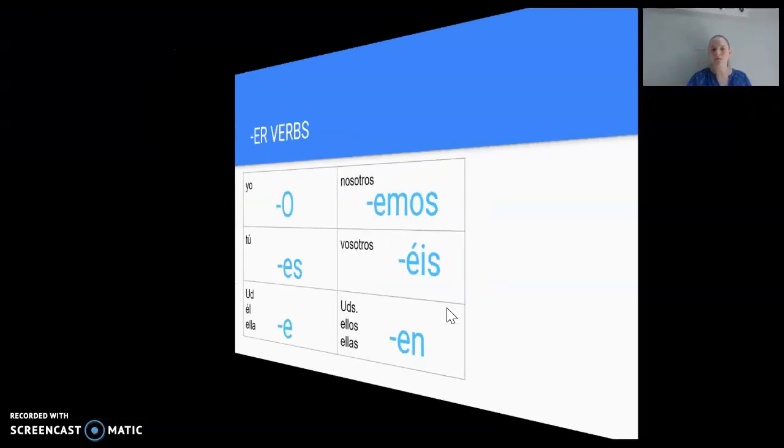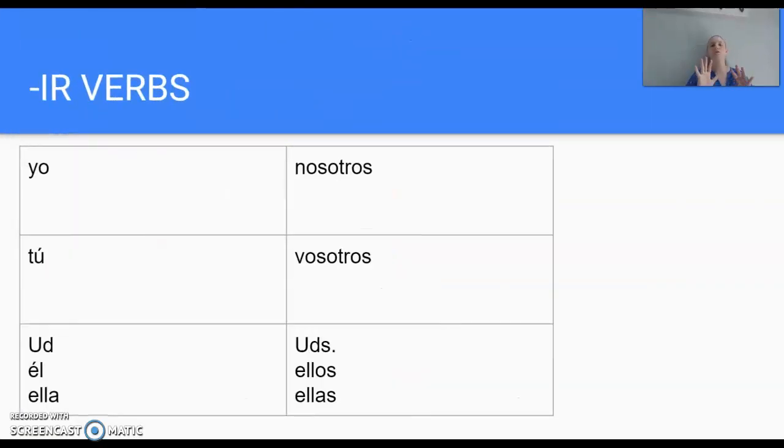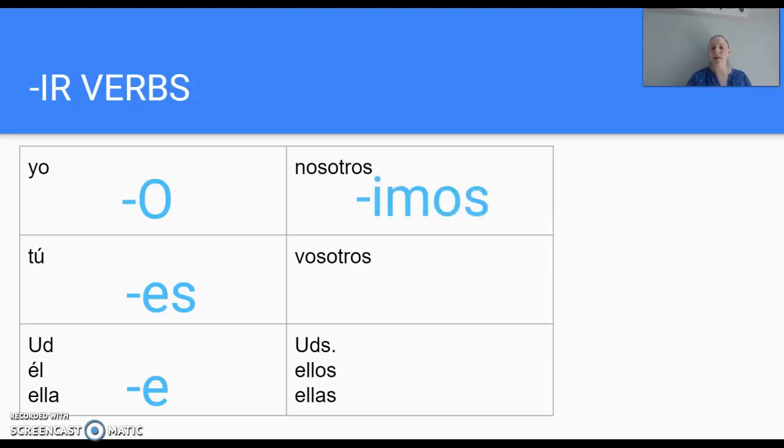Now let's look at our IR verb charts. Our ER and IR verbs are generally really similar. So for your IR verbs, they are exactly the same as your ER verbs, so o, es, a, and then we get a little bit different, imos and ís. So IR verbs are going to have I's here, and then ens, which is the same as it is for ER verbs. So these 4 are the same as ER verbs. It's only these 2 that are different, okay?